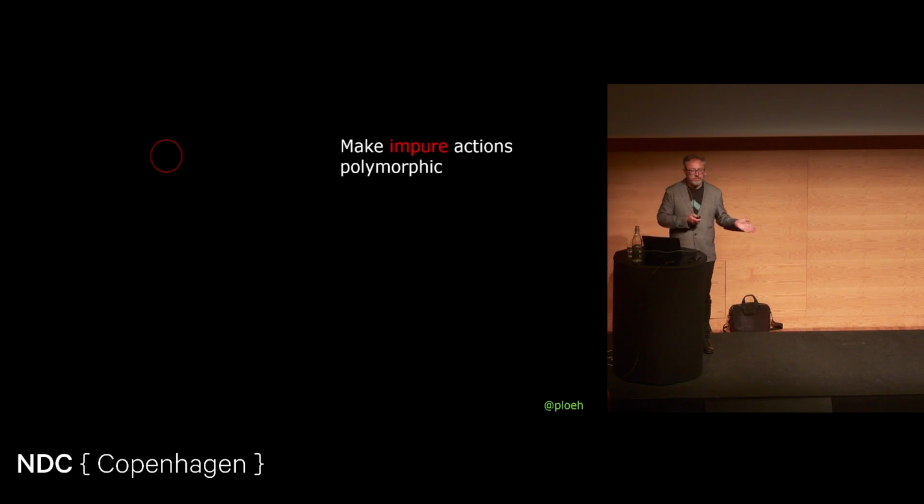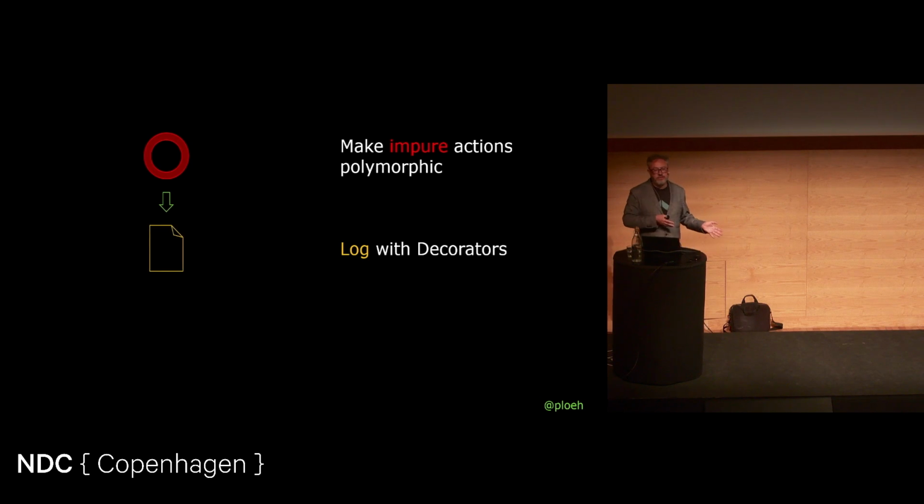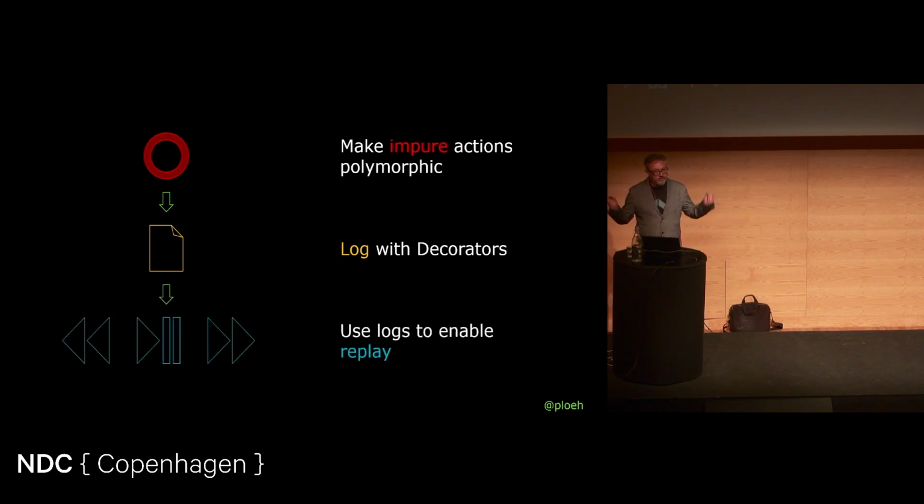And once you've defined all of those things that are impure behind an interface, use the decorator design pattern to log from the decorator. And that means when you're using one of those polymorphic types, there's no logging noise in your actual code. It just happens automatically that whenever you're doing something impure, it's being logged to a log destination somewhere, and then profit basically. Use the logs to enable replay.